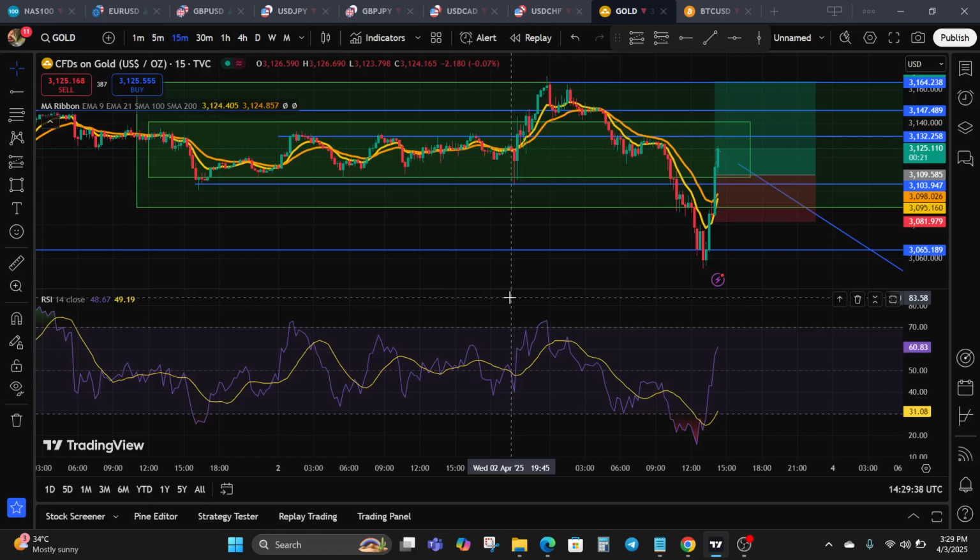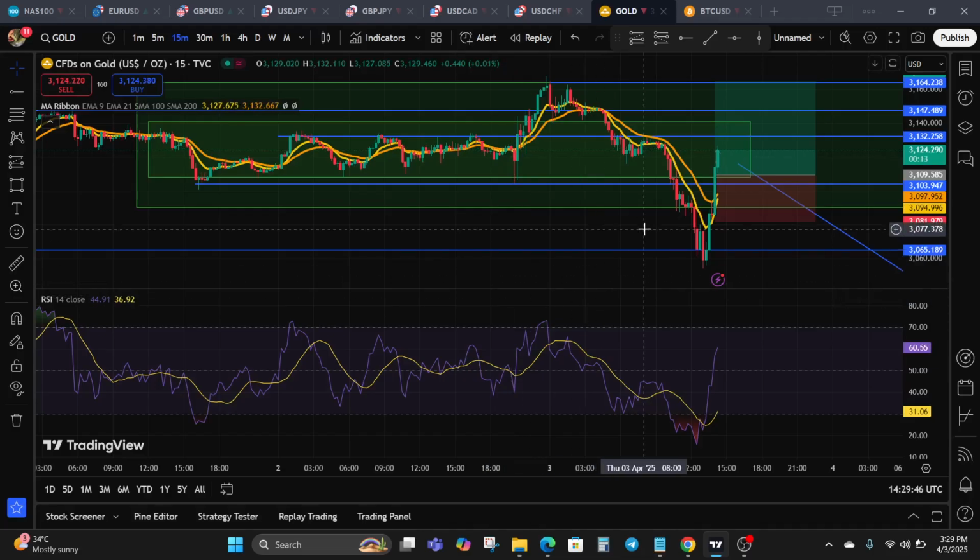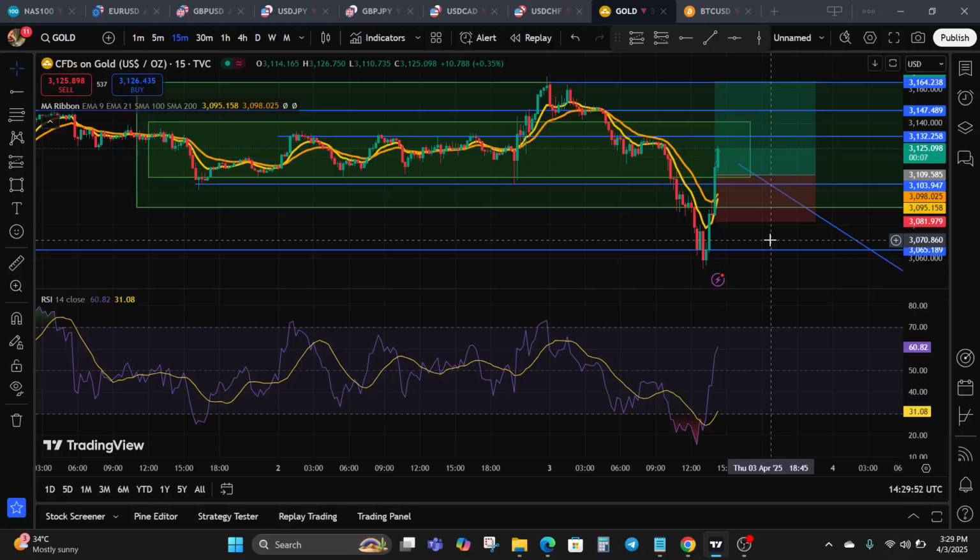And also set stop losses. Always use a stop loss to protect yourself from large moves against your position. All right. And make sure that you keep a favorable risk to reward ratio. Aim for a risk to reward ratio of at least 1:2, meaning you are willing to risk $10 to make $20 on each trade. All right.